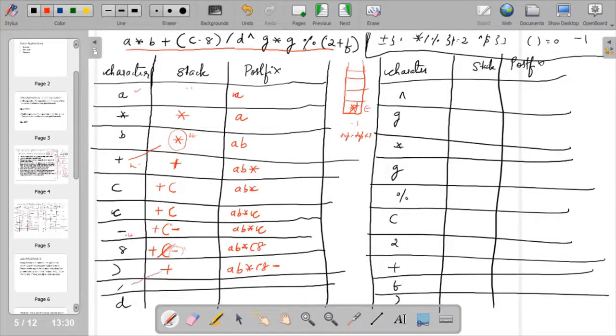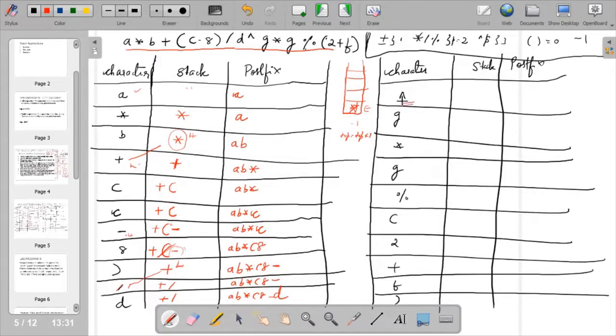When it comes to division and plus, you check the priority. Plus is low when compared to division, according to our priority. So what will happen? Division is higher than plus, so directly push this operator. The stack will be plus, division, and the postfix is AB star C8 minus. Next you have D, an operand, so directly push it: AB star C8 minus D. Then you have the power symbol, which needs to be checked.